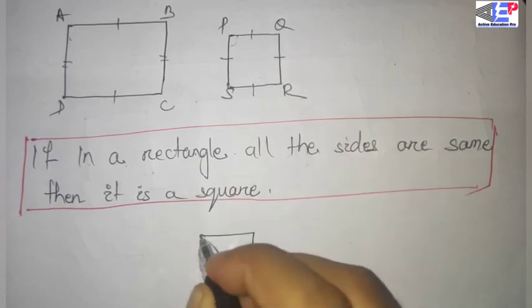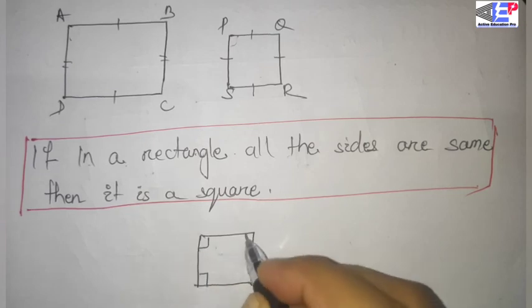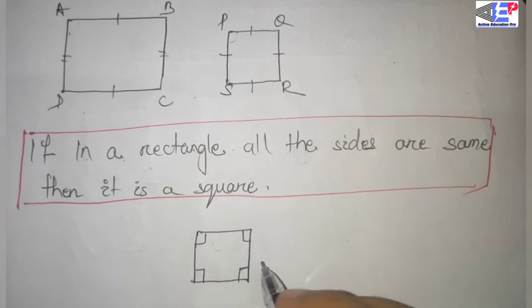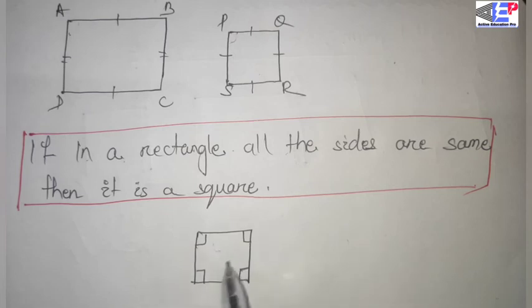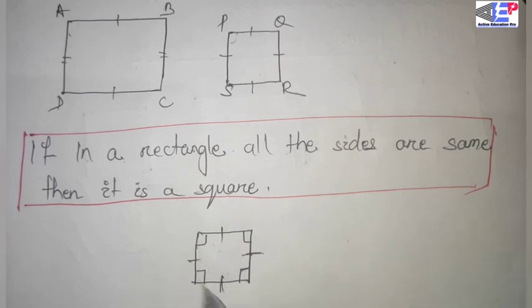And you know each angle is 90 degrees for a rectangle. Here I draw a rectangle having all equal sides, four equal sides, and you know the angle of a rectangle is 90 degrees. So now see here, this rectangle is a square, because in a square all the sides are same and all the angles are same, which is 90 degrees. Each angle is 90 degrees.